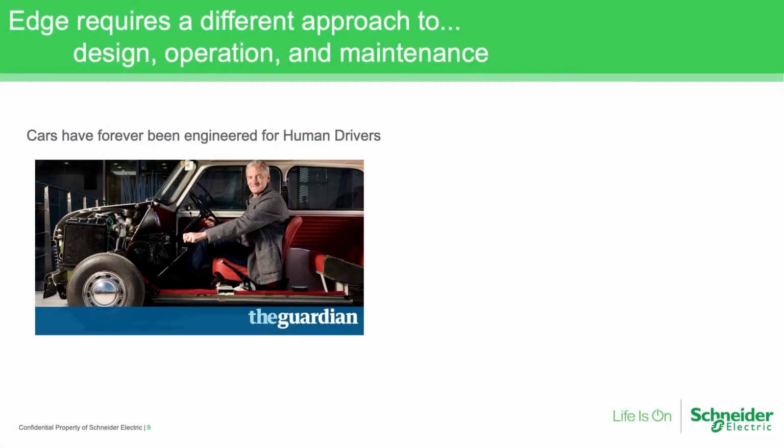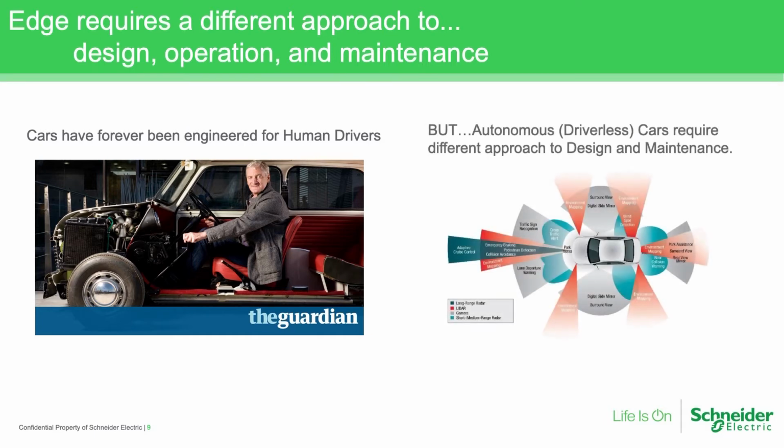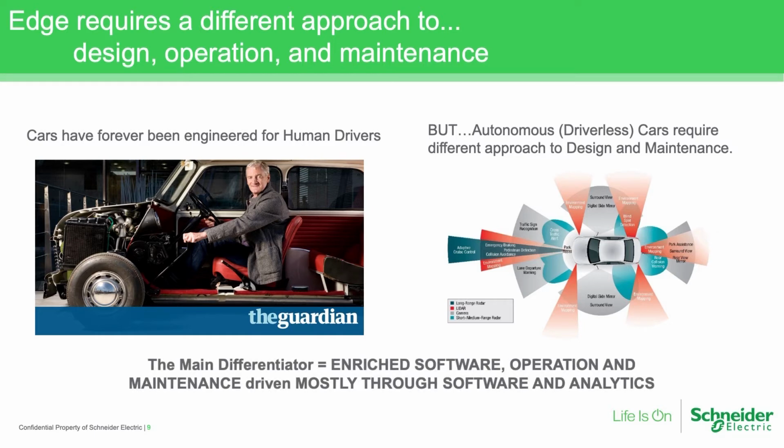So I like to use the analogy: we've designed cars for 90, 100 years now for the human being to drive. Now we're talking about autonomous vehicles. So autonomous vehicles can't be designed the same way that the car has been designed for the last 90 to 100 years. We need to rethink how we're going to design these edge sites so that they are optimized and efficient and give us the reliability and uptime that we are seeking. When we start thinking about the edge and how do we make it more resilient and meet our needs, I think there's three key areas.